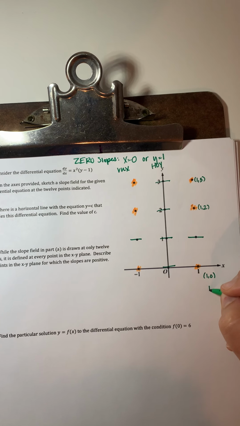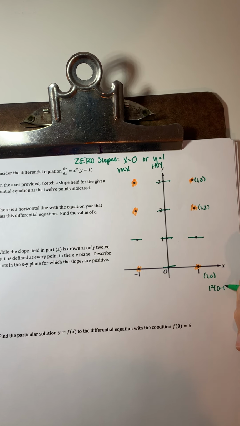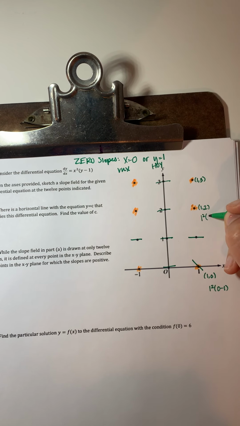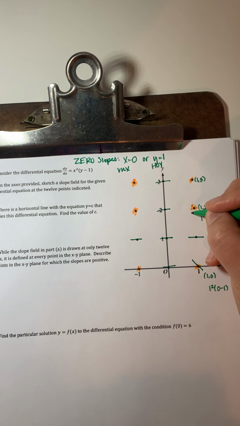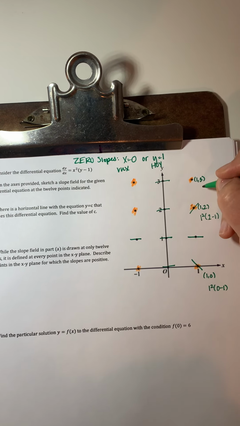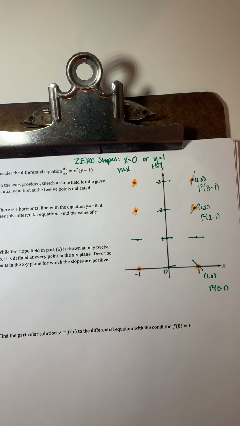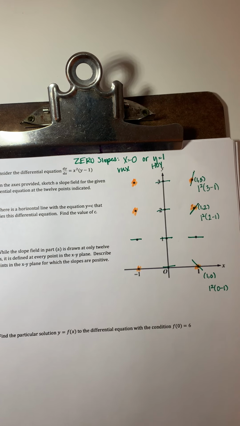Well, then it'd be 1 squared times 0 minus 1. Well, that's a negative 1. Then I'd come up here: 1 squared times 2 minus 1. Well, that's 1 times 1, that's a slope of 1. Then I go up: 1 squared times 3 minus 1. Well, that's a slope of 2. And notice that a slope of 2 should be obviously more steep than a slope of 1.